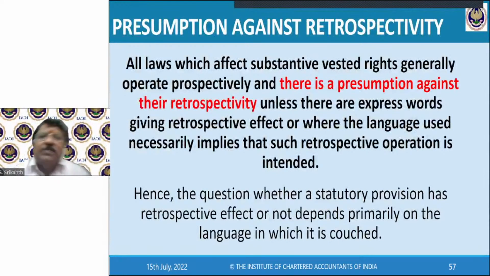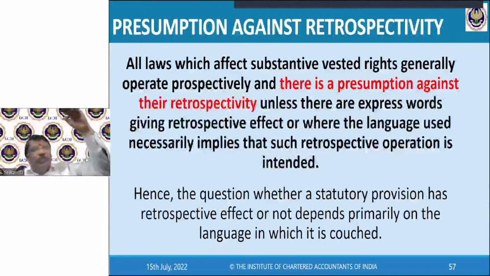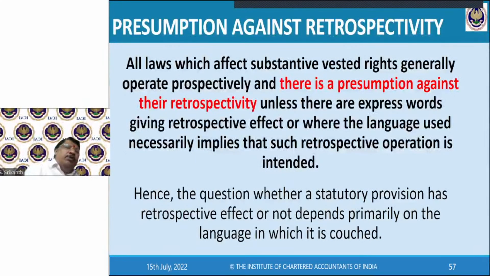All laws which affect substantive vested rights generally operate prospectively. What do you mean? When a law is passed or amended, whatever that law provides will be applicable from the date of coming into force. From that date onwards only it will be law. Unless otherwise stated, all laws are prospective. But a law can specifically say that this change will reflect back to 1/4/2020. That means it has retrospective effect. It's called a retrospective amendment.